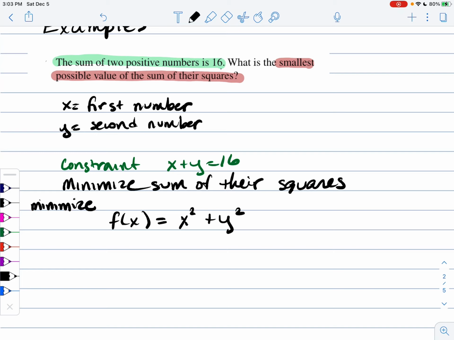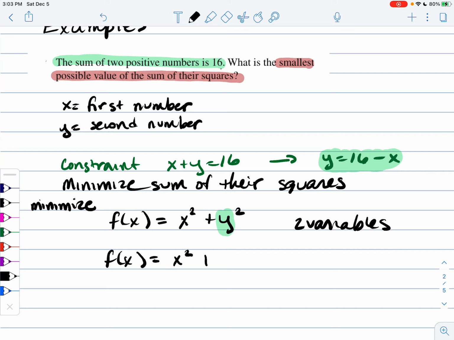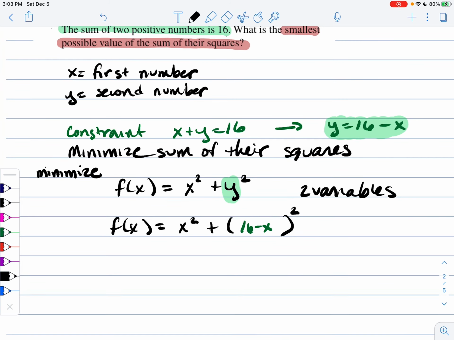And now it's in two variables. So if it's in two variables, I'm going to go back to my constraint equation to get it into one. And so I'm going to say here, if I solve for y, I'm going to get 16 minus x. And I'm going to want to substitute that value inside my optimization equation. So that's going to be x squared plus (16 minus x) squared. And now I'm going to want to take my derivative, and now I'm going to optimize.